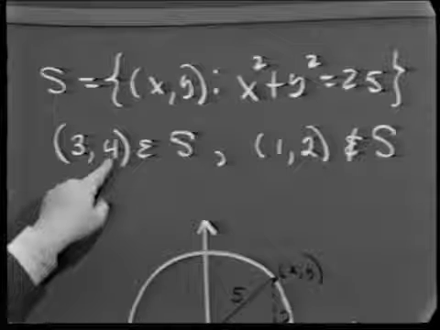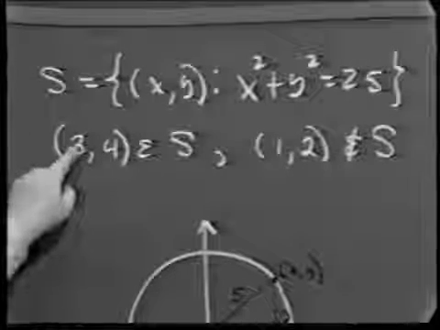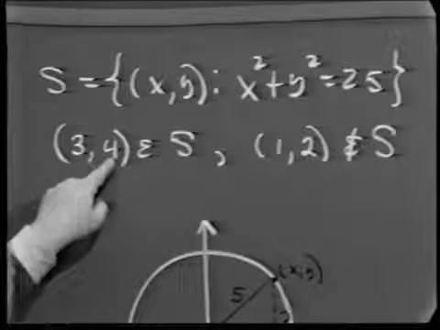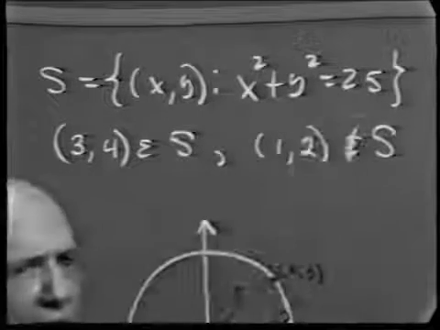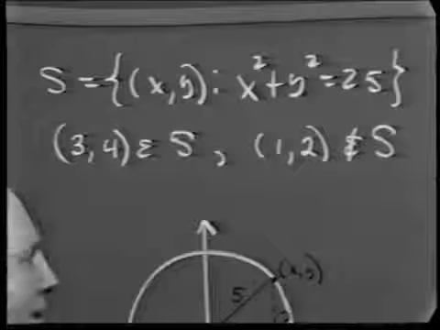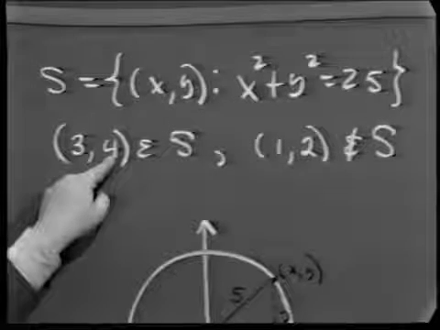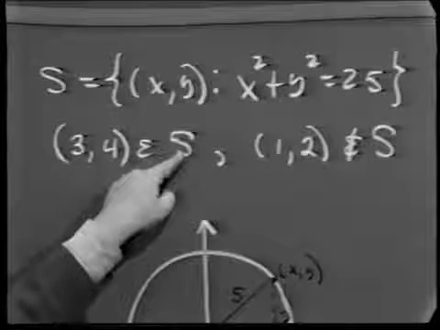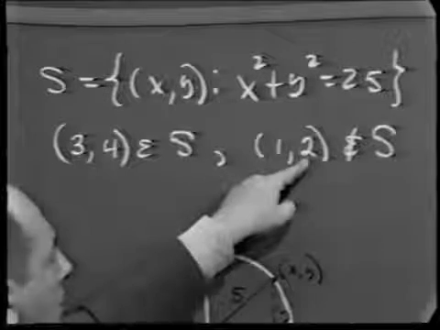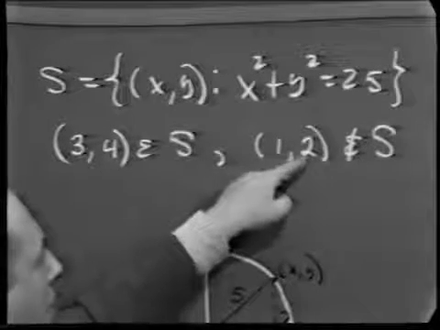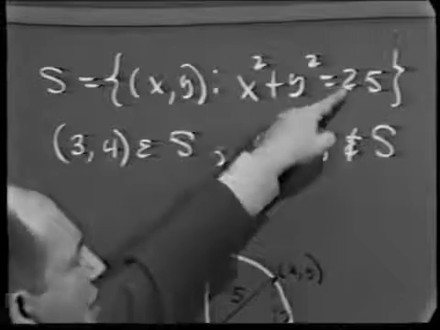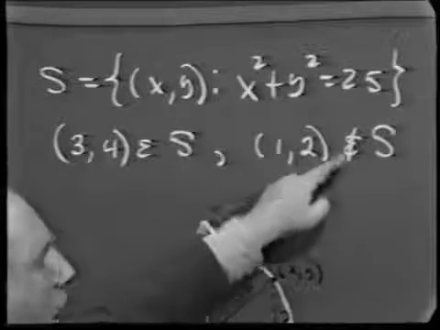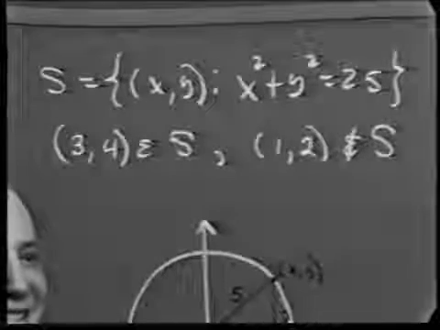How do we know? Well, we have a test for membership. We're supposed to do what? Square each of the entries, each of the numbers, add them, and if the answer is 25, then that ordered pair belongs to S. 3 squared plus 4 squared is 25, so this pair belongs to S. How about 1 comma 2? Well, 1 squared plus 2 squared is 1 plus 4, which is 5. 5 is not equal to 25, so 1 comma 2 does not belong to S.